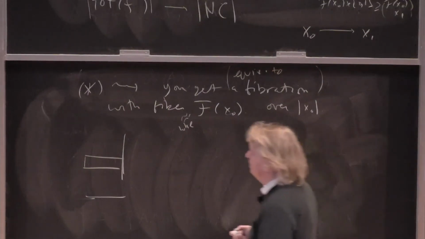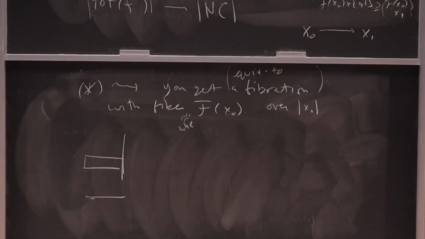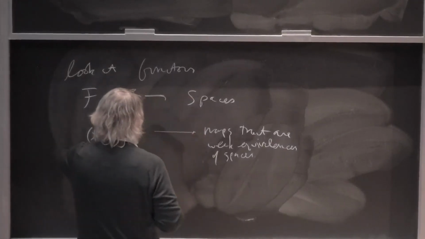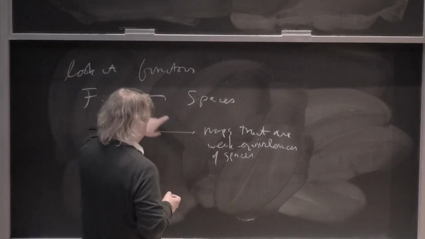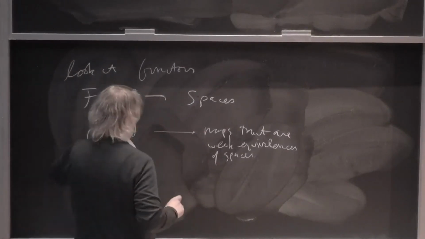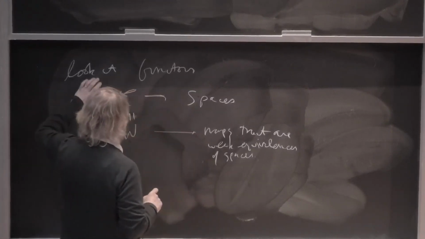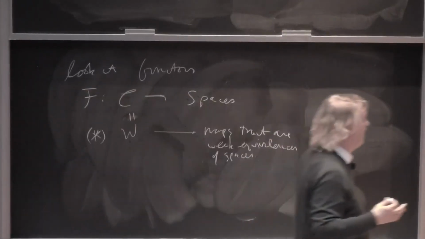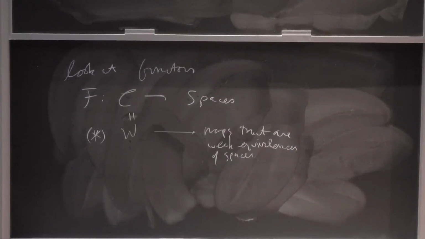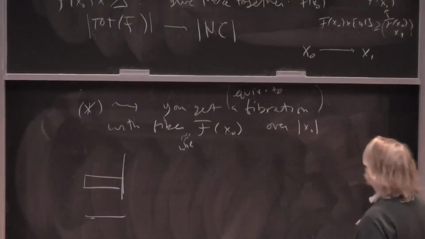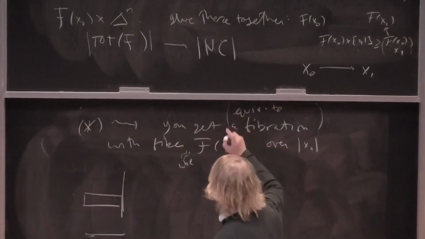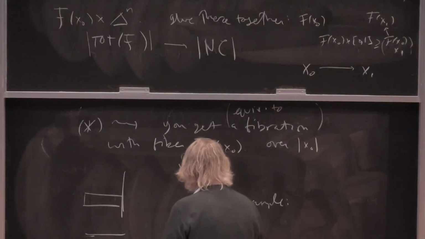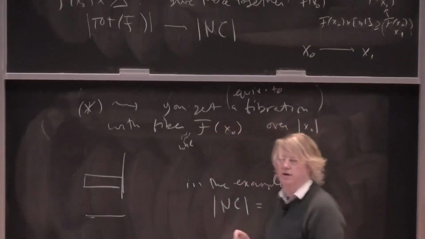Well, I should be stopping here. What I'd like to say is that we'll start here next time. When we have a functor like this from our category into spaces, which sends W, which in our case is all of C, into maps that are weak equivalences of spaces, so we're supposing we have a functor from C into spaces such that all the maps are weak equivalences, then the claim is that you get a fibration, the total space of F, over the realization of the nerve of C. And that's in our picture. This is going to be S. So in the example, sorry?